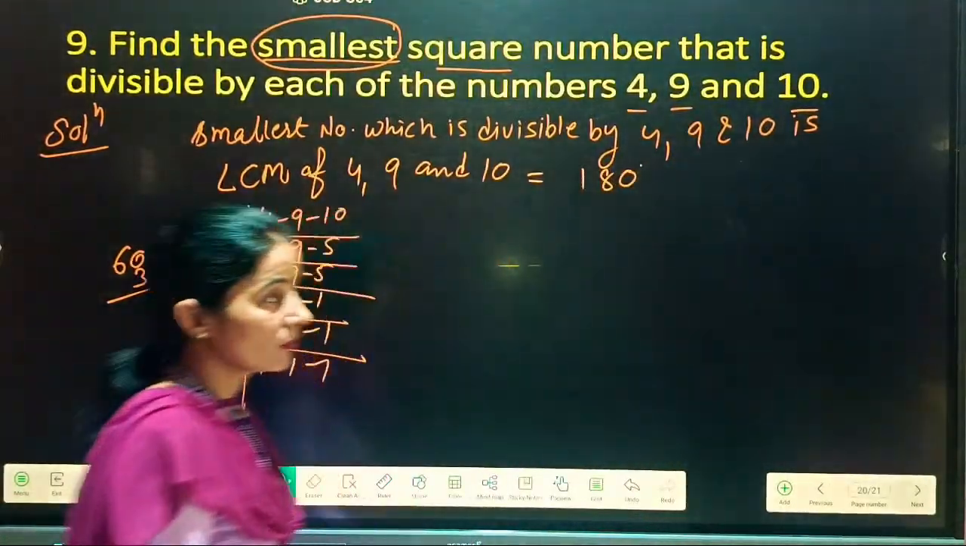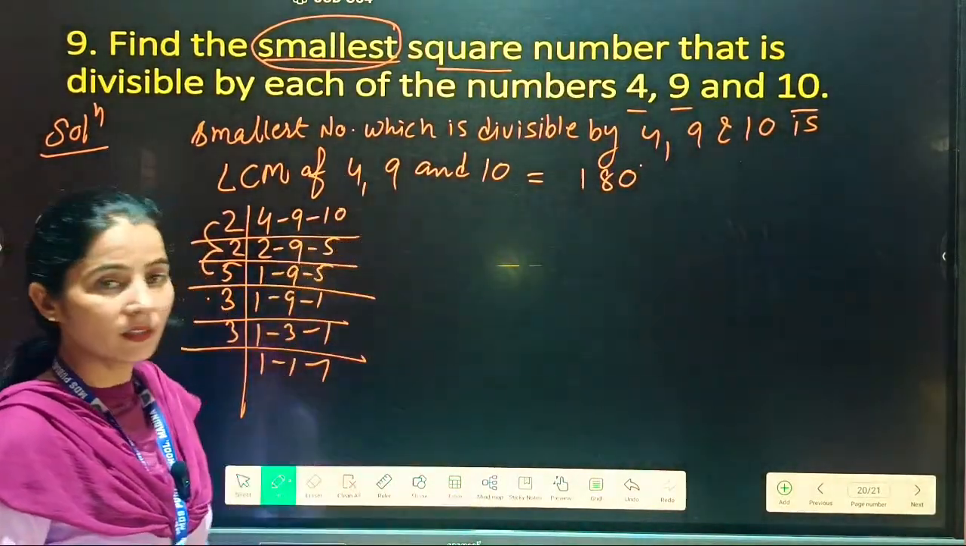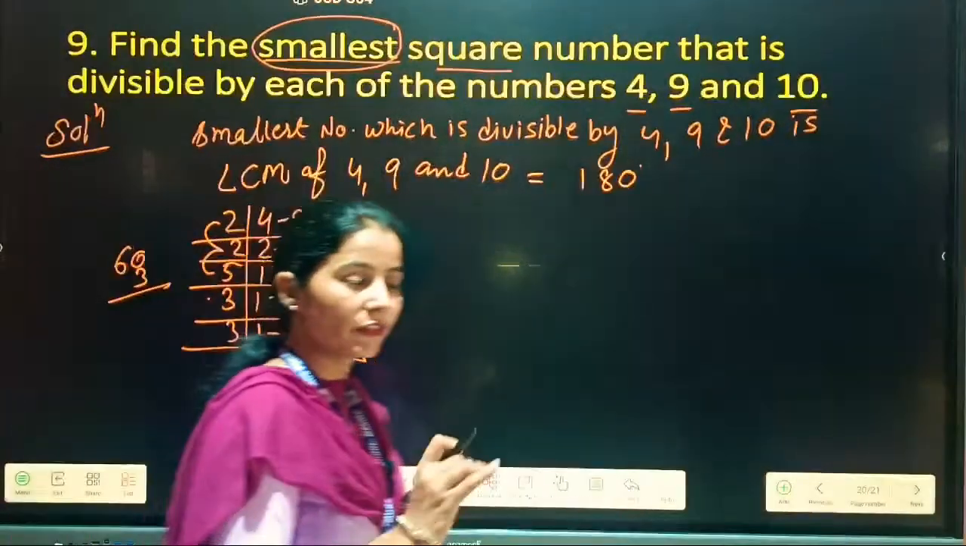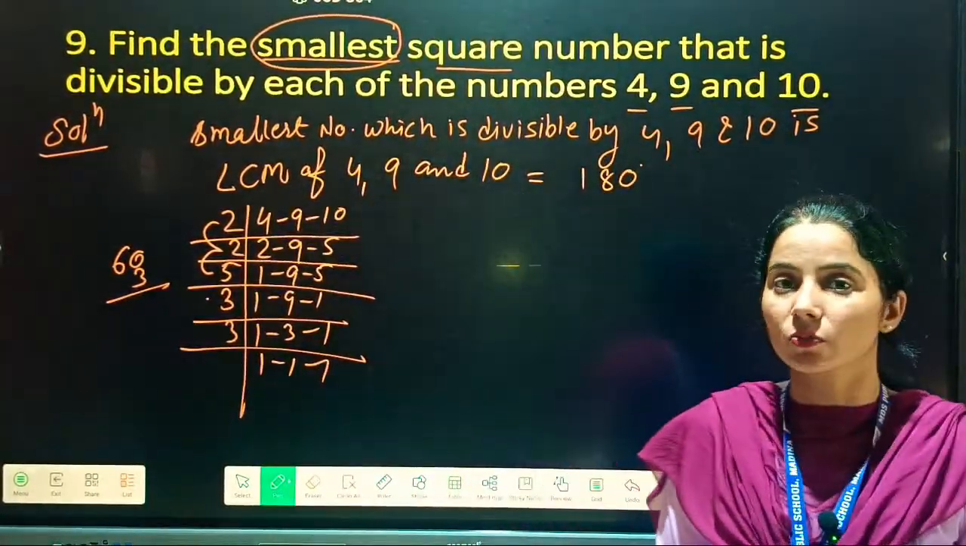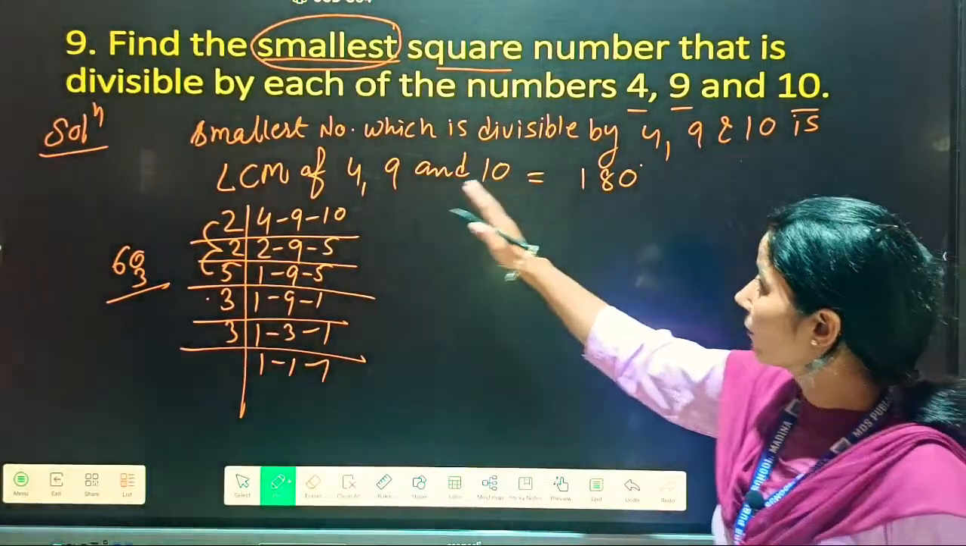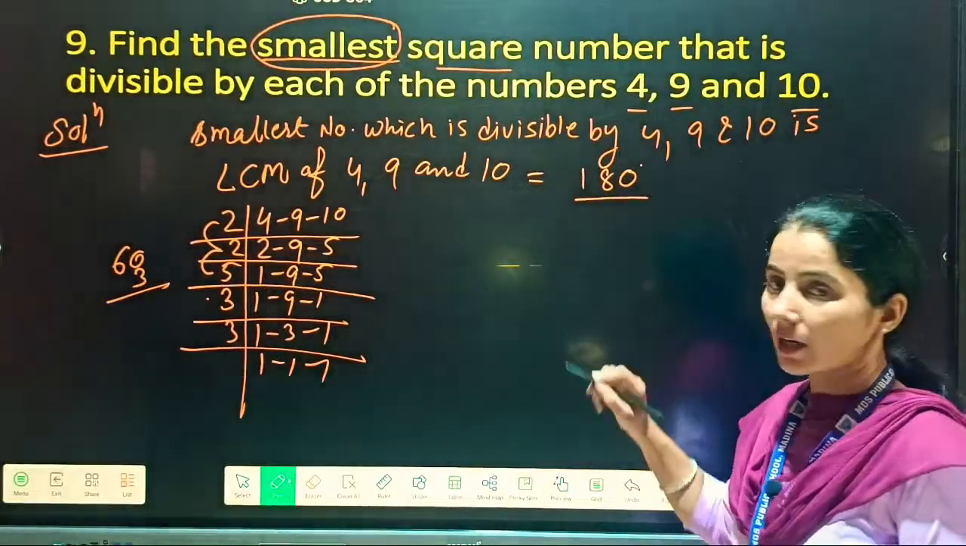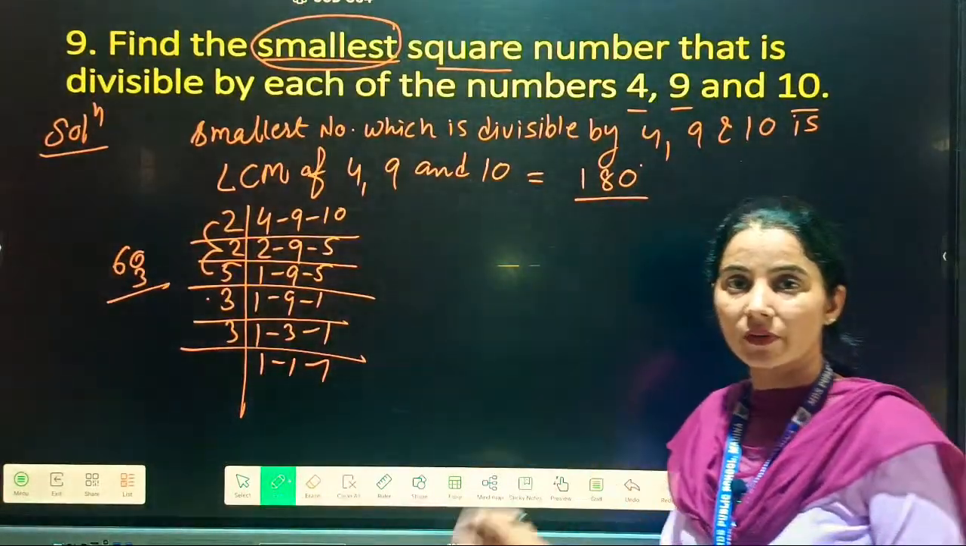What is the LCM of 4, 9 and 10? 180. We got LCM 180. Now my first step is completed. I got the smallest number which is divisible by 4, 9 and 10. Now the second step: I will check whether it is a perfect square or not.